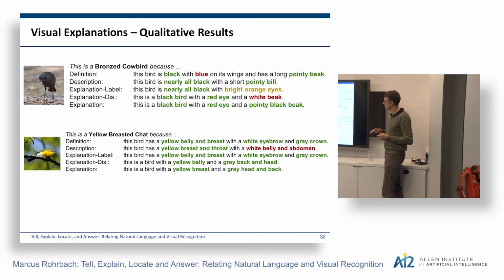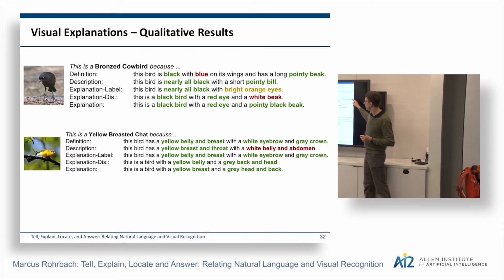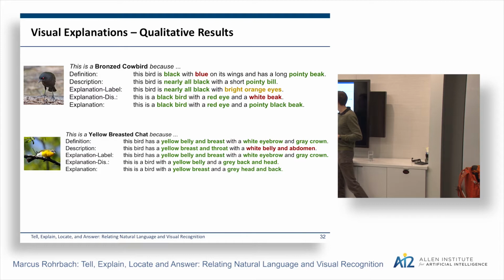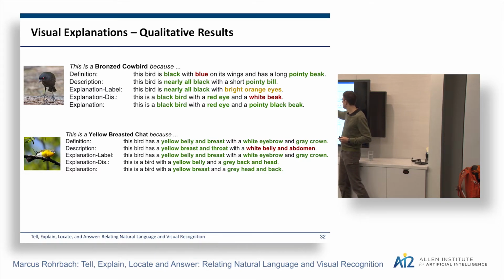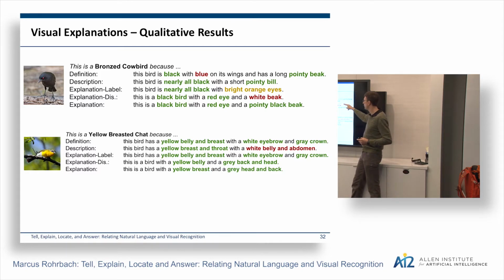Let's look at some qualitative examples here. The first one is a definition, which we trained as a normal description model, but across all classes rather than for a specific image. We see that in this case it's not image relevant, because it's not really blue. Our normal description says this bird is nearly all black with a short pointy bill. Using just the label and not the discriminative loss, we get this bird is nearly all black with bright orange eyes, which is sort of correct.